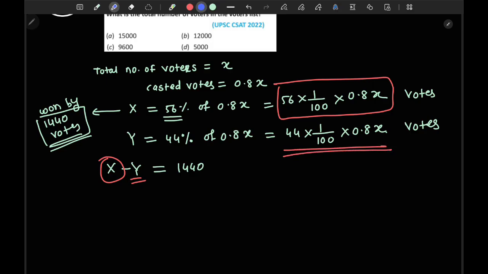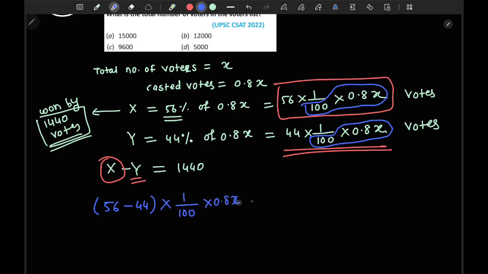Let's put it into the equation. Here we know what the common factors are. This 1 by 100 and 0.8x are common. So I'll keep them outside the bracket at the first instance itself. So it is 56 minus 44, and the remaining common portion is 1 by 100 into 0.8x, and that equals 1440. Now just try to solve this equation.